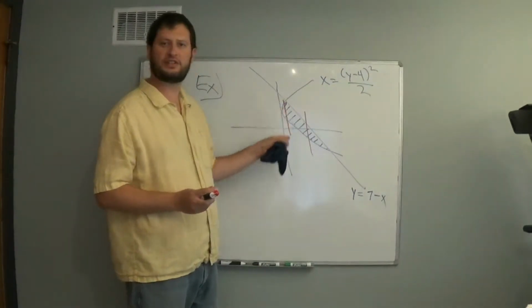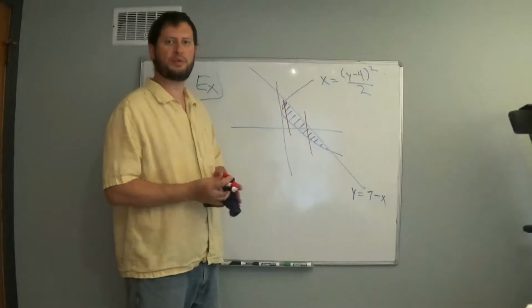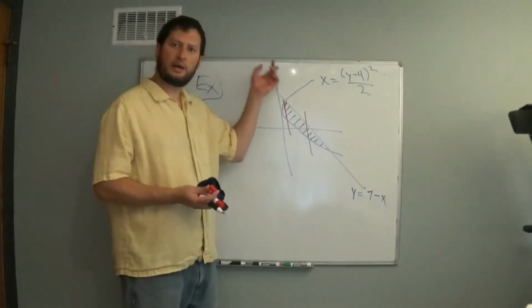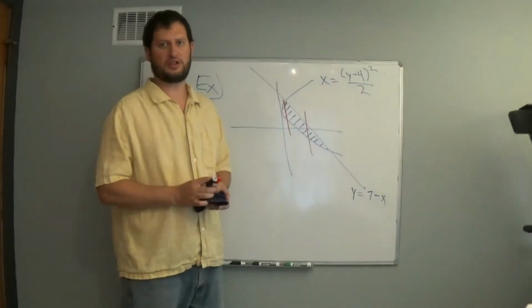We'd have to find this intersection point, which is fine, we'll probably have to do that anyway, and then we'd have to make two separate integrals, because the top curve and bottom curve are different at different points along the region.